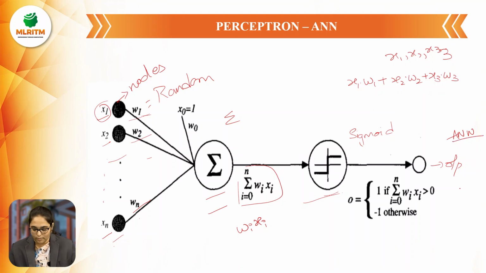So output is nothing but, if suppose it is greater than 0, then it is considered as a 1, and otherwise it is considered as a -1. So output is represented with a small o. Small o is nothing but the output. So if suppose output is greater than or equal to 0, then it is considered as a 1, or it is considered as a -1.